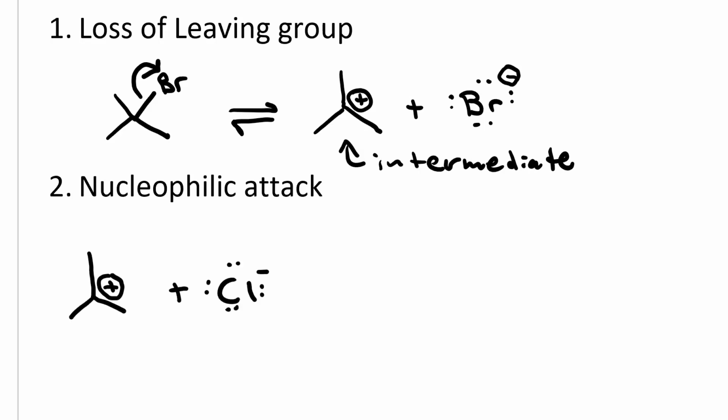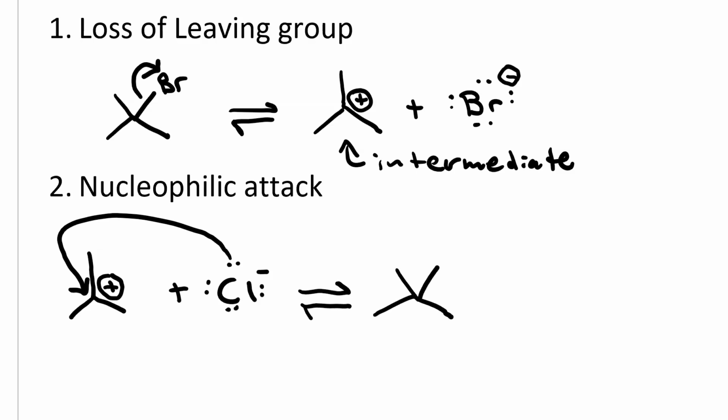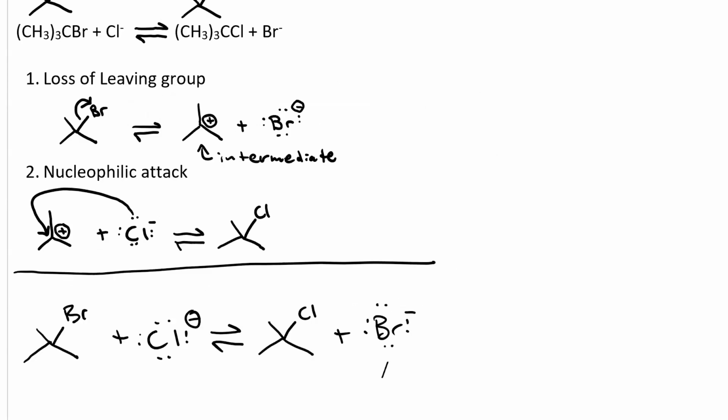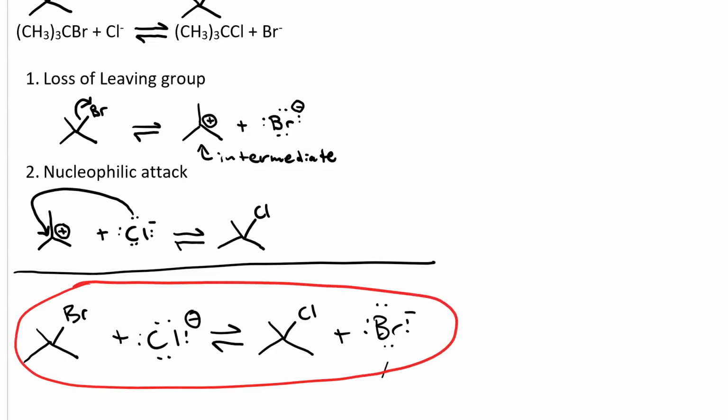In the second step, chloride attacks the carbocation that was generated in the first step to give us our product, 2-chloro-2-methylpropane. The sum of these two steps yields the overall reaction, which is simply 2-methyl-2-bromopropane plus chloride yields 2-methyl-2-chloropropane plus bromide.